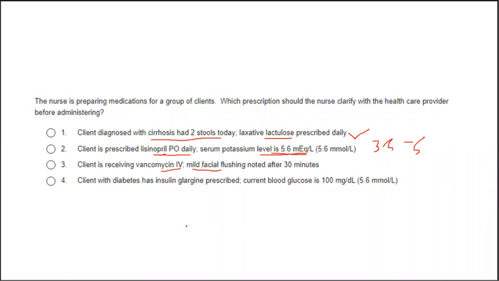And option 4, client with diabetes, insulin glargine, current blood glucose is 100 milligram per DL. Remember, glargine is also called Lantus. Lantus is a long-acting insulin. It doesn't have any peak period, and it should be administered even if the current blood glucose is within normal limits. So this will not be concerning. So option 2 would be our correct answer. Remember, we said these ACE inhibitors can potentiate hyperkalemia. So that would be our correct answer.